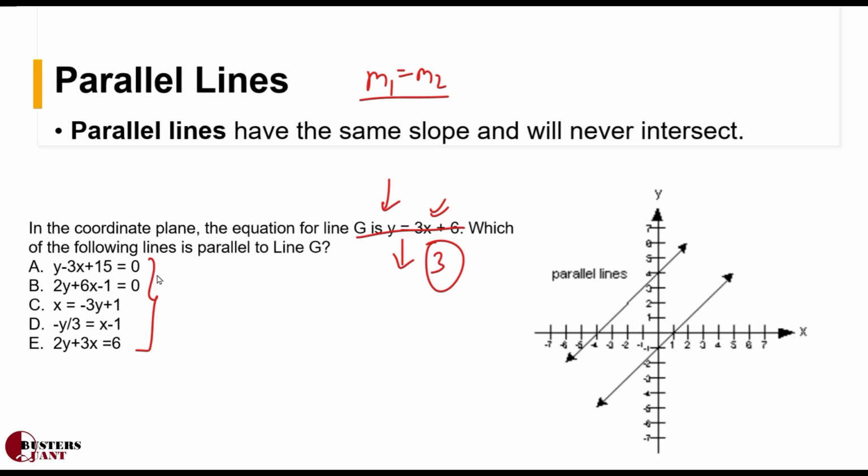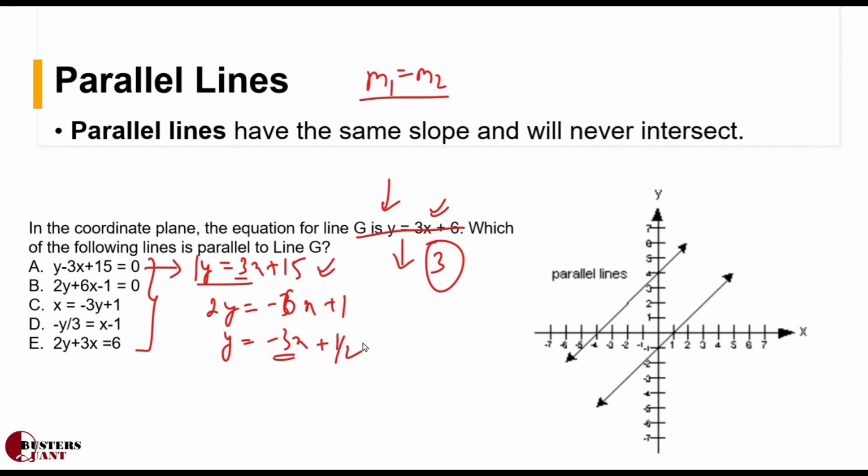If I see this line, it can be represented in this form, 3x plus 15. So the slope is 3 here also. So this is the right answer. Let us see if any other is also following the same trend, same slope. If I see this one, it is 2y equal to minus 6x plus 1. So y equal to minus 3x plus 1 by 2. Here the slope is minus 3. So this is not the right answer. Similarly, if I check, none of the remaining lines has the slope 3. So A is the right answer, because both have the same slope.